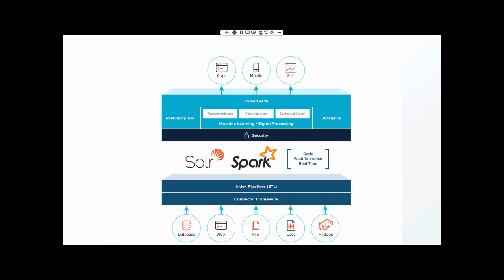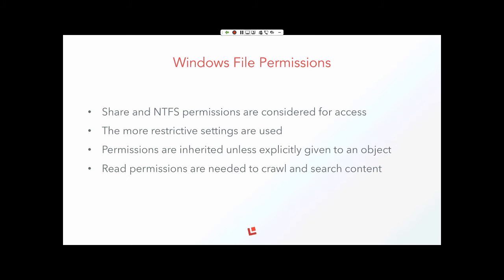In this high-level diagram, we'll be concentrating on the security features within Fusion as they relate to protecting access to the underlying Solr data. Windows File Share uses share and NTFS permissions for access. Permissions are inherited unless explicitly given to an object. For Fusion, we need a crawl user that has read access to a Windows file share collection.